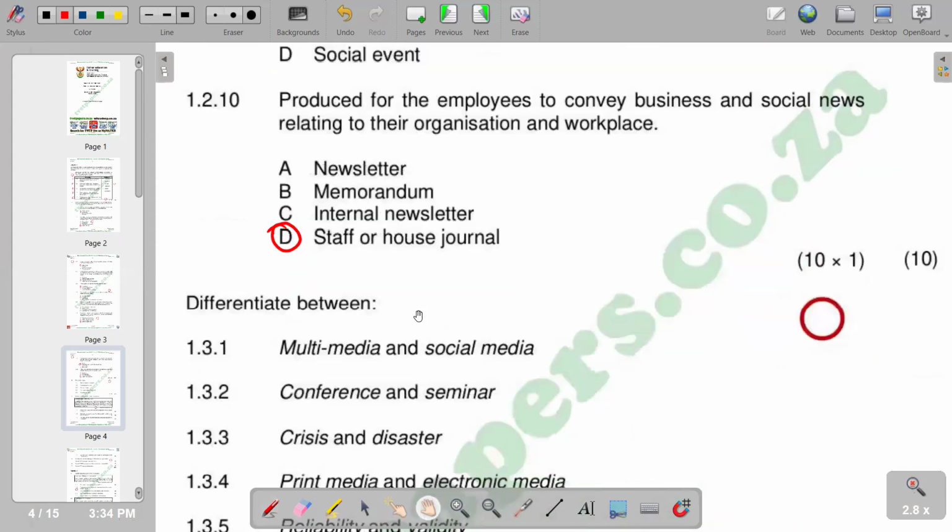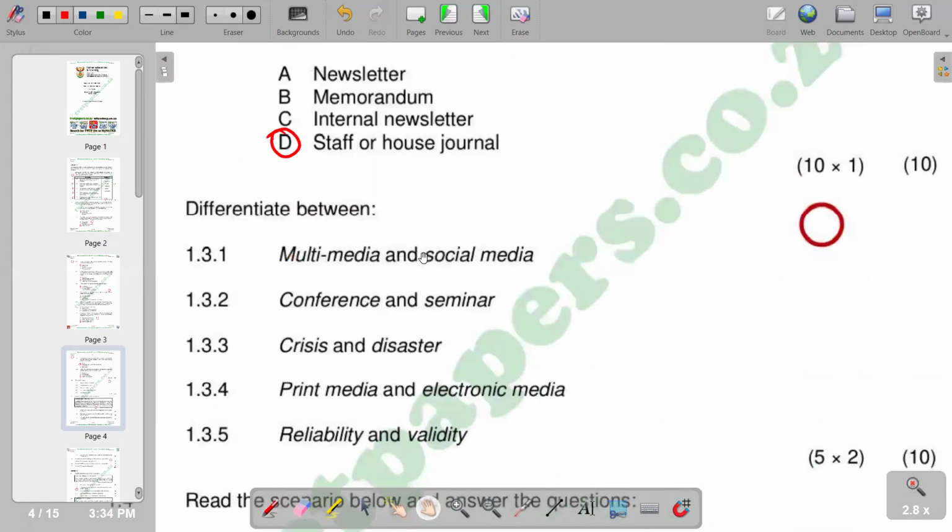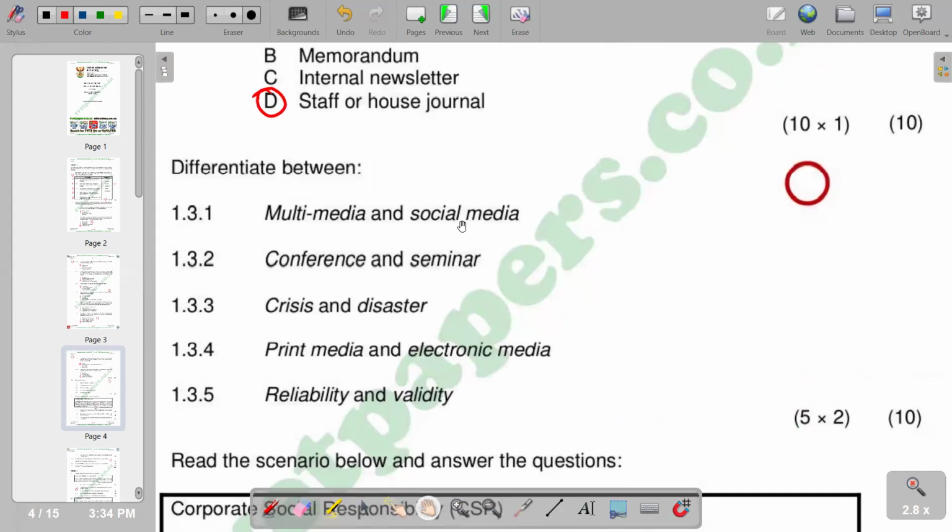We are now going to our question 1.3, where you have to differentiate between multimedia and social media. When we are looking at multimedia, it involves the integration of basically sound, video, images. It also includes presentations and text. So it's an integration of all the aspects we've mentioned: images, text, video, sound, presentation.